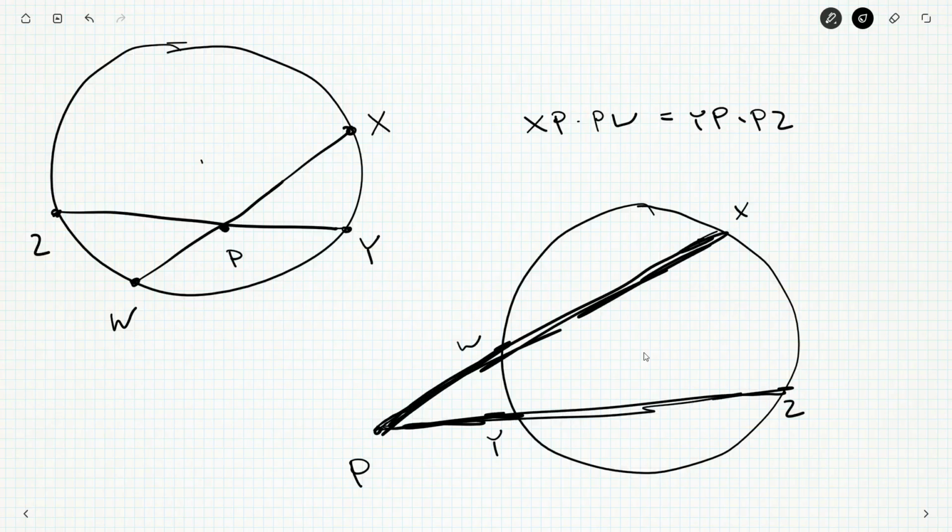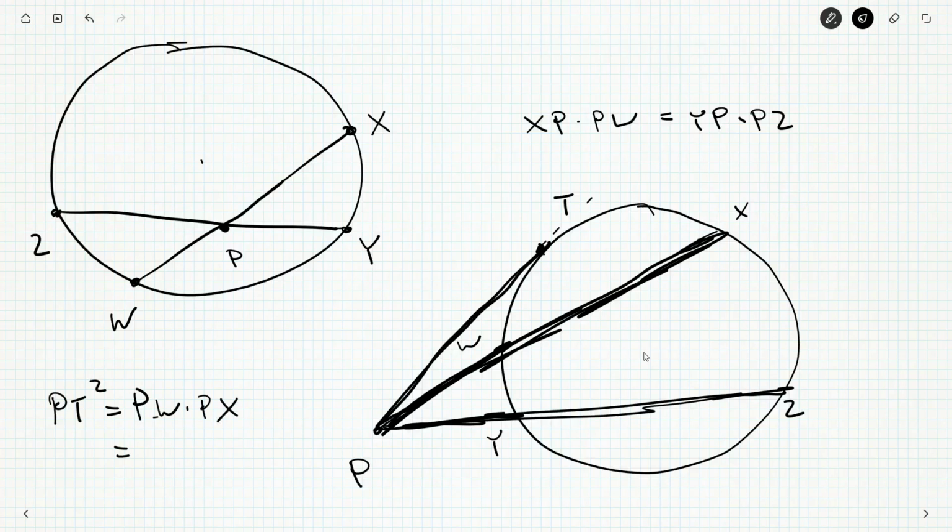Now, where the tangents come in is if I have a tangent point, maybe call it T here, and PT is tangent to the circle. Well, it's like a chord, but it doesn't have two distinct intersection points. And what happens is PT ends up pulling double duty. So it turns out PT squared is PW times PX, and that's the same as PY times PZ.